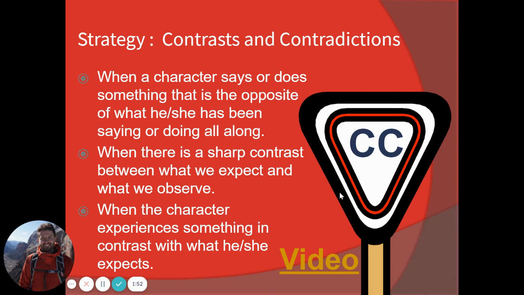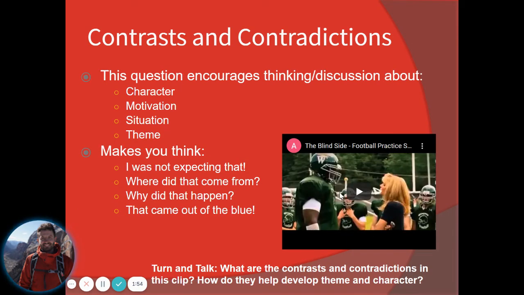Cool. So when we're using contrasts and contradictions, it encourages us to think about or discuss characters first and foremost, right? So this is a really good one for characterization because it often shows us people's motivations. It shows us how they're changing or growing. It can also help us better understand theme because we can see how people change across time. And sometimes that gives us really good ideas of what big takeaways we're supposed to have from the story.